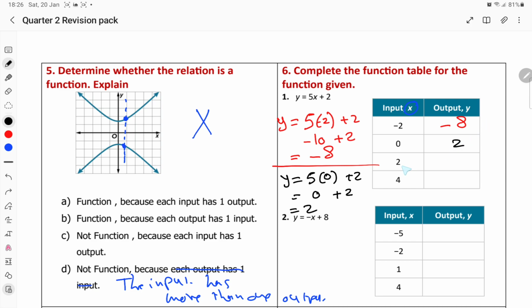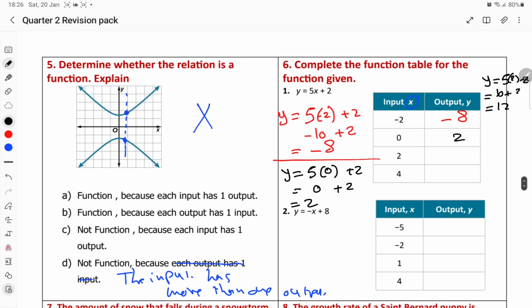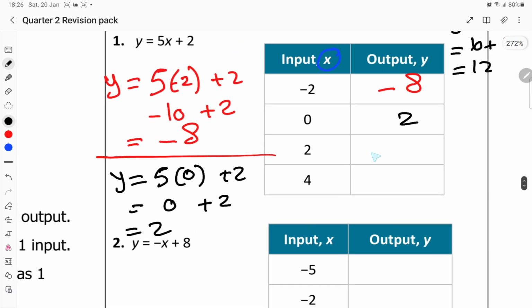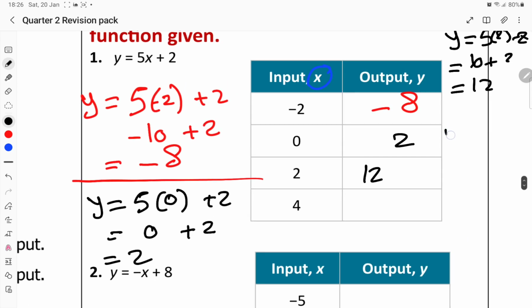What if I have the x is 2? So y equals 5x plus 2. So equal 5 times 2, 10. 10 plus 2 is 12. Very good. So the answer here now became 12. Let's continue.